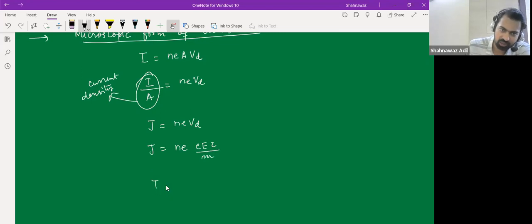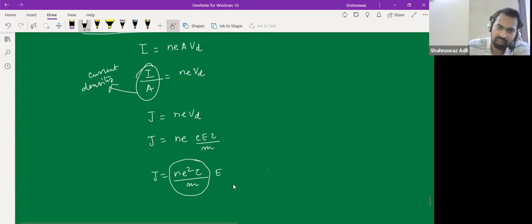So this J becomes Ne square tau by m times E, and we say this term is called the conductivity.